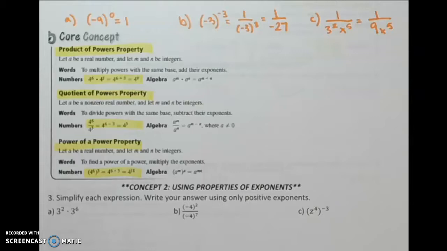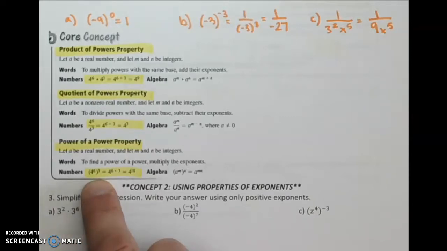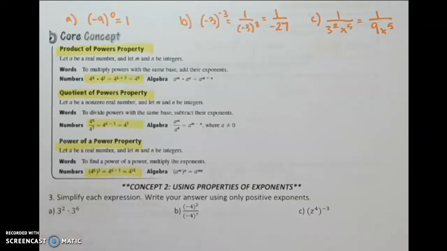Power of a power property. To find a power of a power, multiply the exponents. Yep, if you raise a power to a power, you multiply the exponents. So here, I have 4 to the 6th power, all that to the power of 3, which equals 4 to the quantity of 6 times 3 power, which equals 4 to the 18th power. Okay, here we go.